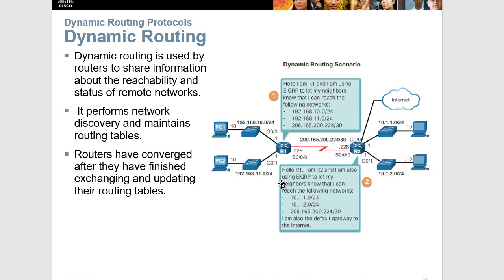which is good. It has advantages over static, because if there's multiple ways to get to a network and one goes down, that dynamic routing protocol can automatically get around that and choose a new best path to a certain network. Whereas if you had a static entry and your static path went down, nothing's going to happen. You're kind of stuck.